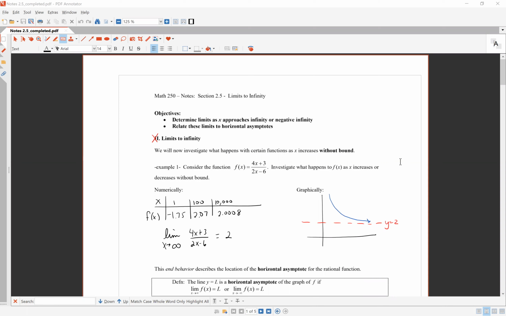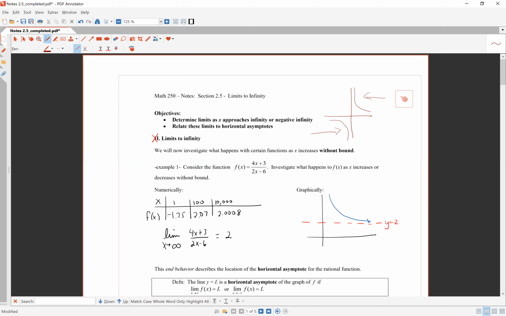Like 1 over x, the hyperbola: as we approach x equals 0 from the right, it goes to positive infinity, and as we approach x equals 0 from the left, it goes to negative infinity. So that's what we talked about in section 2.4.